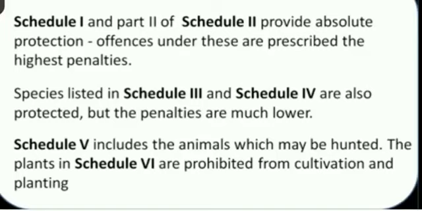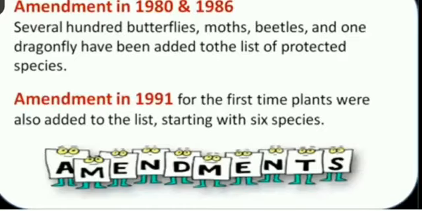Schedules first and second enclose those animals whose offenders have to pay the highest penalty. Next, schedules third and fourth enclose those animals where the penalty is much lower, and schedules fifth and sixth include those plants which may not be hunted. Amendments in 1980 and 86 added several hunted butterflies, moths, beetles, and one dragonfly to the protected species. In 1991, for the first time, plants were also added to the list, starting with 6 species.